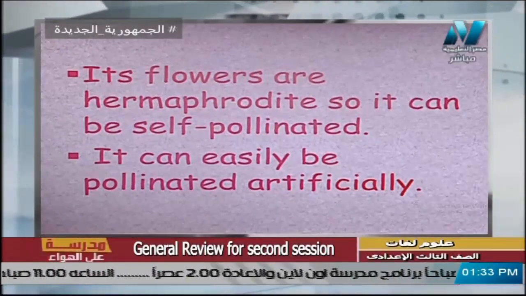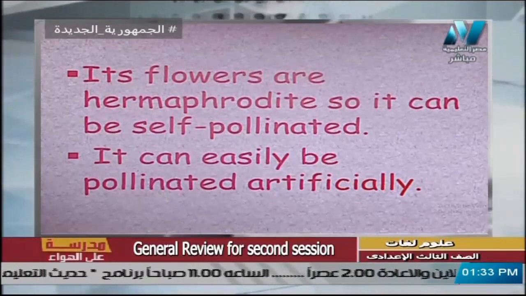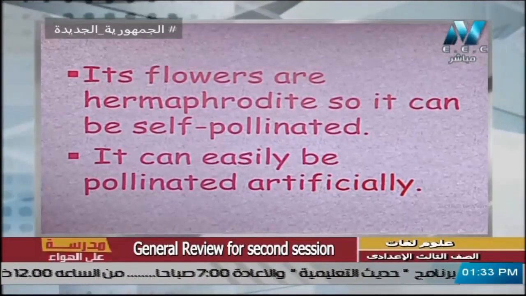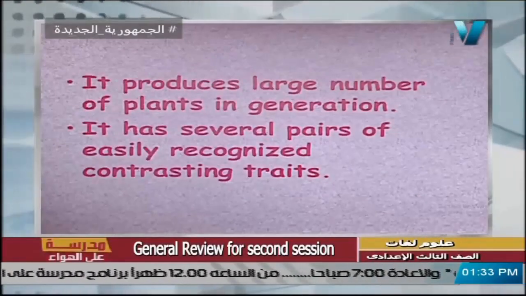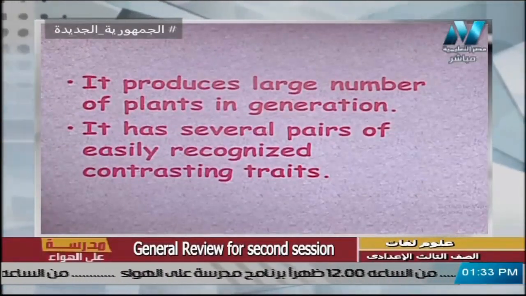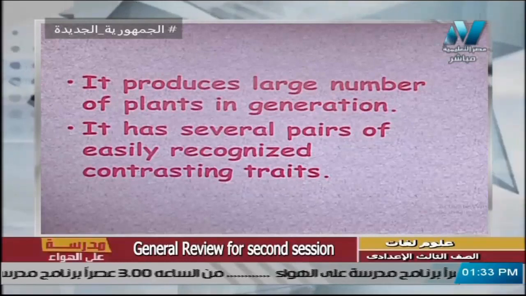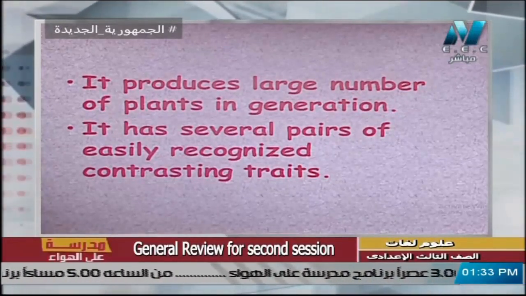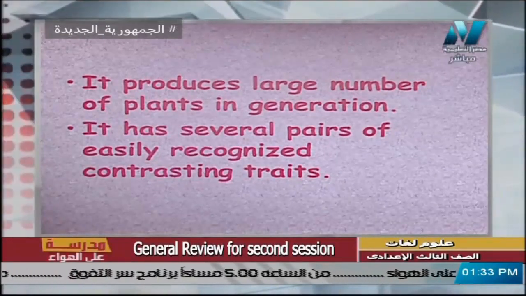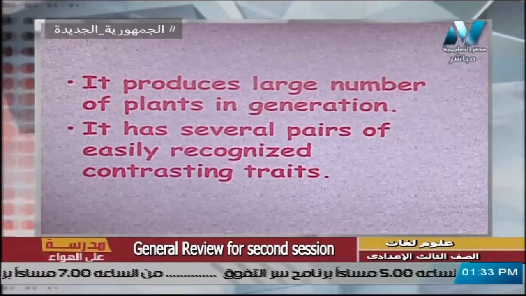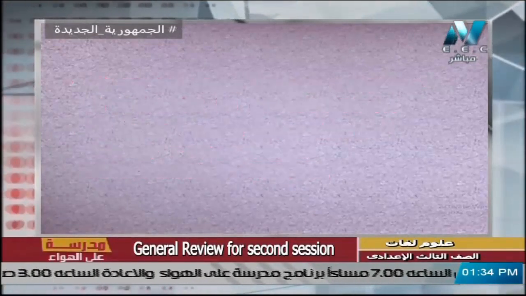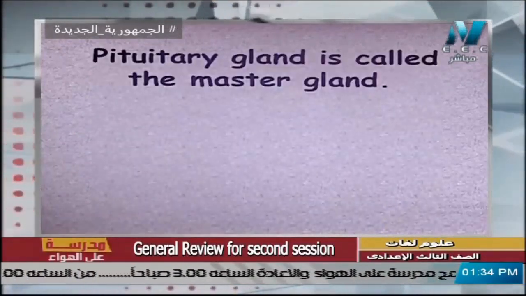So it can be self-pollinated. It can easily be pollinated artificially. كمان ممكن يحصل لها تلقيح صناعي عن طريق الإنسان. It produces large number of plants in generation. It has several pairs of easily recognized contrasting traits. عندها صفات متضادة كتيرة أو 7 صفات متضادة اللي سميناها allelomorphic traits وكمان بتنتج عدد كبير جدا من الأفراد في الجيل الواحد.